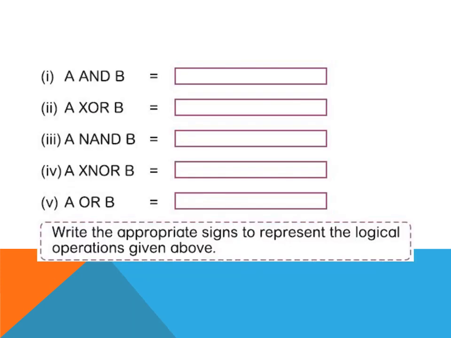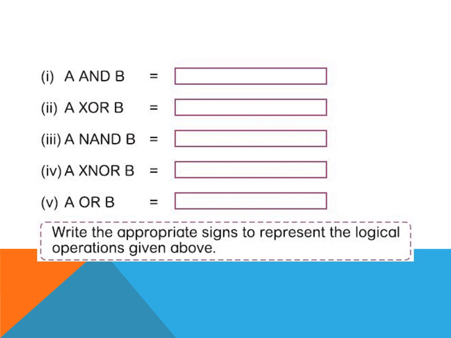Here, write the appropriate signs to represent the logical operation given above. So, in the first one, see A and B, that means there is input A and B and the gate that they are connected to is AND. So, how will you write the logical operation?